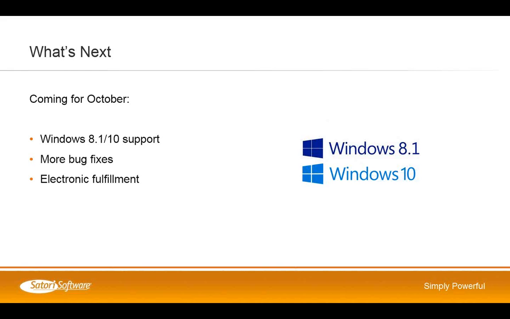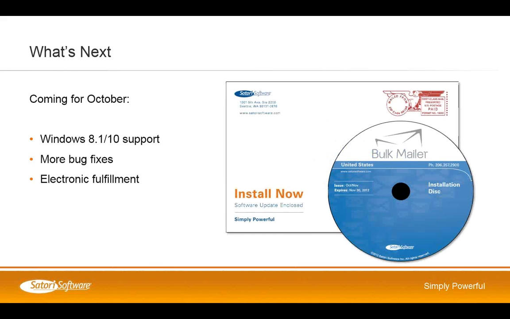And then the big change that's going to be happening for October is we're actually going to be moving to electronic fulfillment. For those of you who've been bulk mailer customers for quite a while, you're very familiar with the bulk mailer disc that you get every other month. It has all the information. It has the product updates. It has all the data file updates that are involved there.